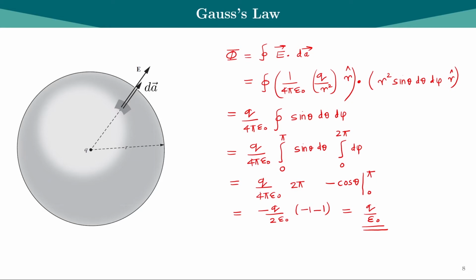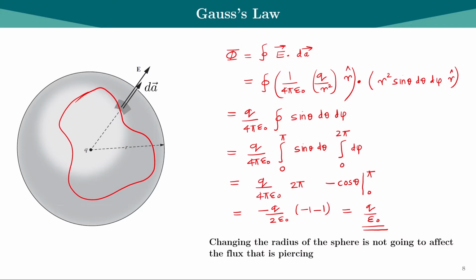That is, the total flux piercing the sphere is a constant. This means that if we change the radius of the sphere, that is not going to affect the flux that is piercing. In fact, the surface need not be a sphere. Any closed surface, whatever be its shape, would be pierced by the same number of field lines. Evidently, the flux through any surface enclosing the charge is q over epsilon 0.